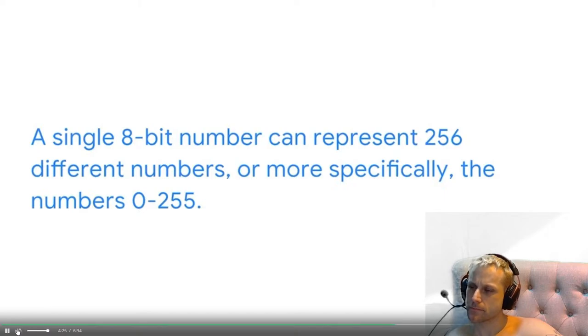...256 different numbers. Or more specifically, the numbers 0 through 255. This is a good time to point out that, in general, a subnet can usually only contain two less than the total number of host IDs available. Again, using a subnet mask of 255.255.255.0, we know that the octet available for host IDs can contain the numbers 0 through 255, but 0 is generally not used, and 255 is normally reserved as a broadcast address for the subnet.